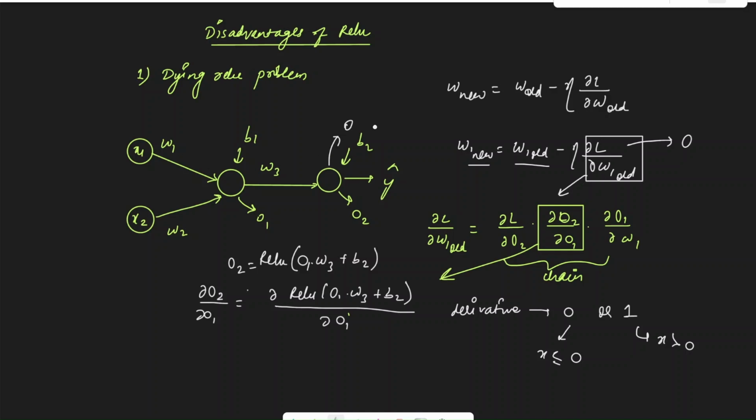And because this will always be 0, this is called the dying ReLU problem. Once the output becomes 0, it will always be 0. So this is what the dying ReLU problem is, and because of it, our weights will not update, which means our network will not learn. So this is one of the major problems with ReLU.